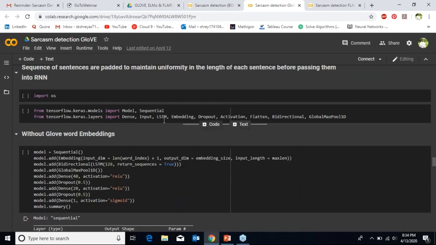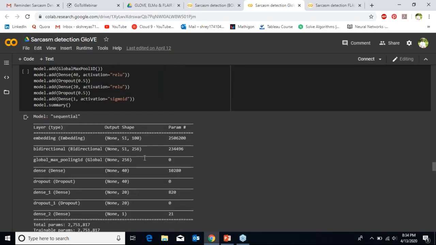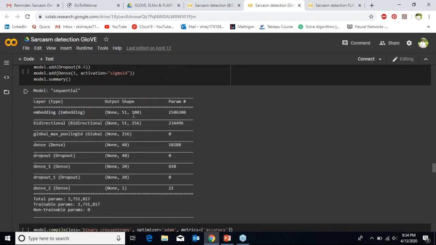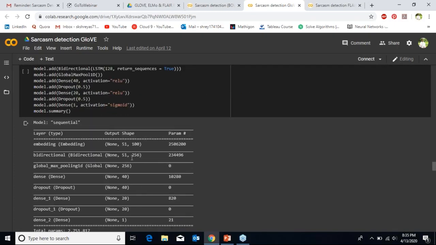And I have built an LSTM model, a bidirectional LSTM, because here it is important to consider the context in the forward as well as the backward direction. So this is the model architecture. When I used a 100-dimensional word embedding, these are the number of parameters. There are 128 units in the LSTM. Since this is bidirectional, there are 128 times 2, which is 256 units.